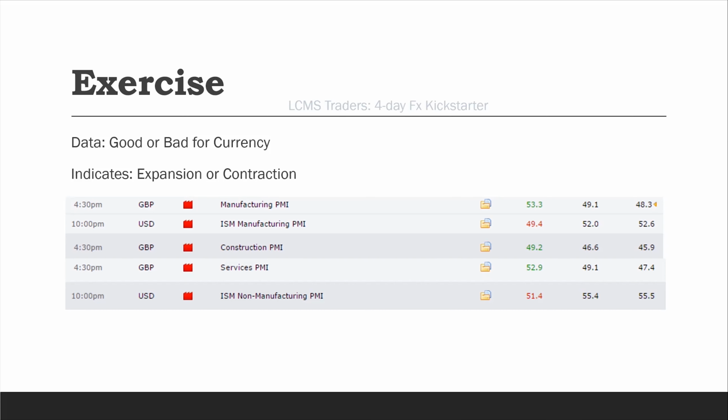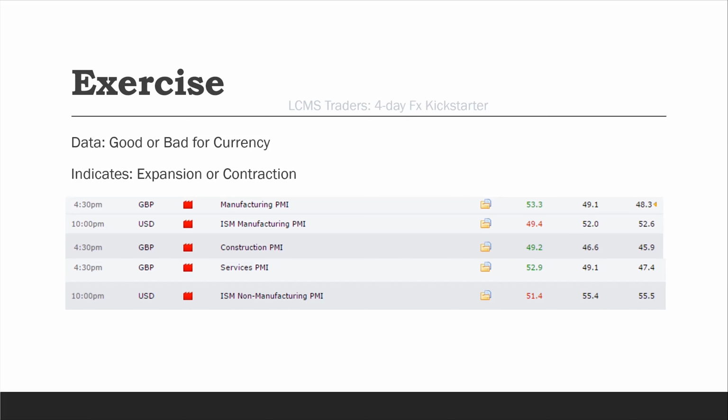So when you're looking at news like that, you would expect to see the pound US dollar strengthen slightly because it is good for the currency. It is better than previous. It is better than expected. But why I say increase slightly is because the construction PMI is still less than 50. It is still indicating a contraction in the overall construction sector.